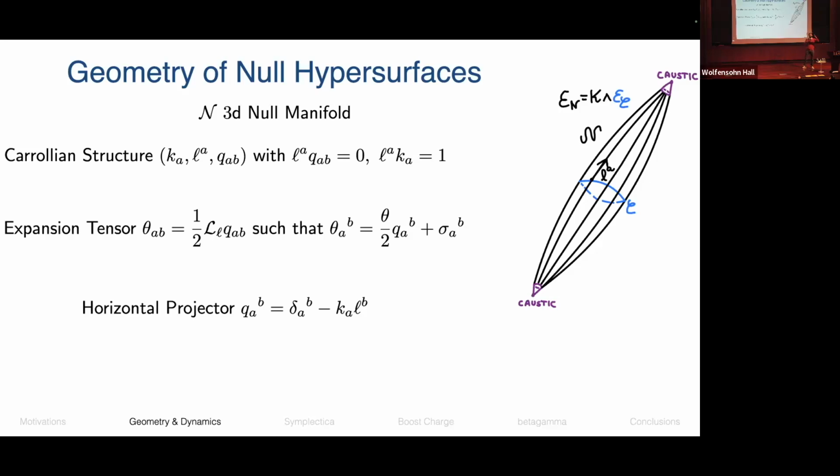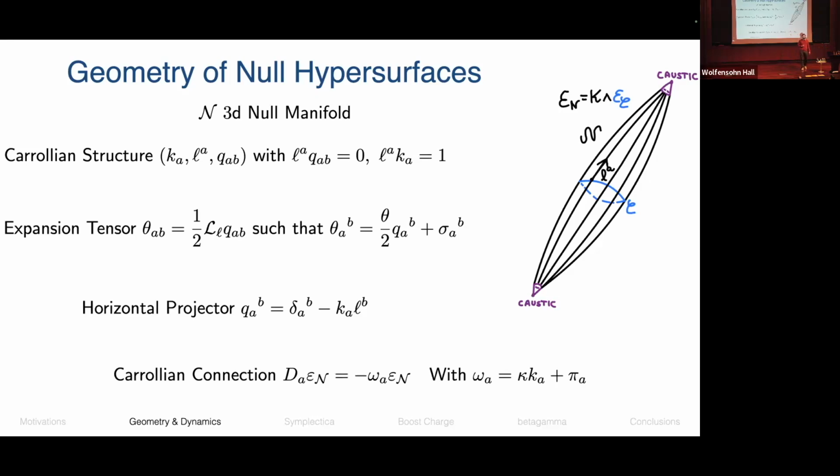So the idea is that whenever I have a tensor, I can always decompose it in the L direction and orthogonal to L direction on the null hypersurface. Here, for instance, I draw a generic cut at constant null time. Okay, so another important ingredient is the Carrollian connection.